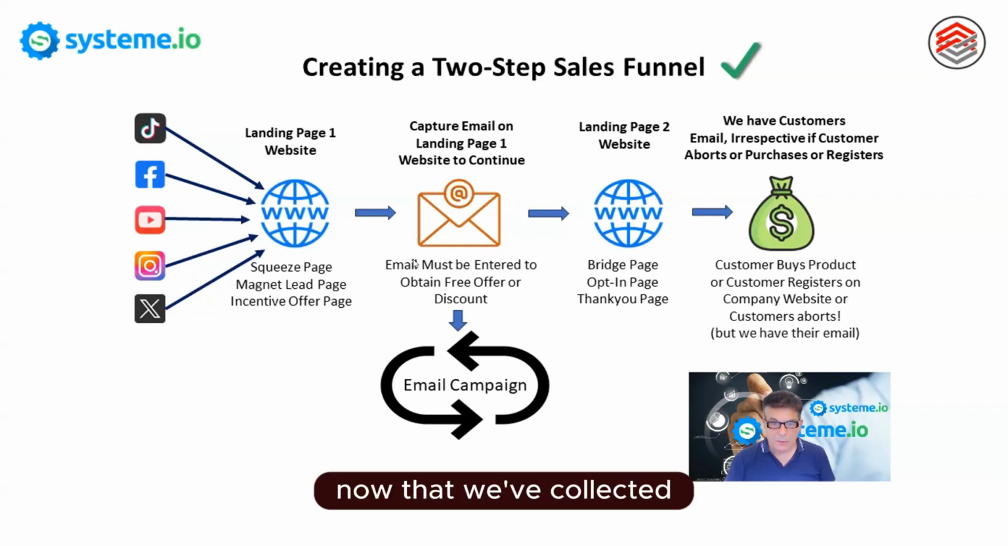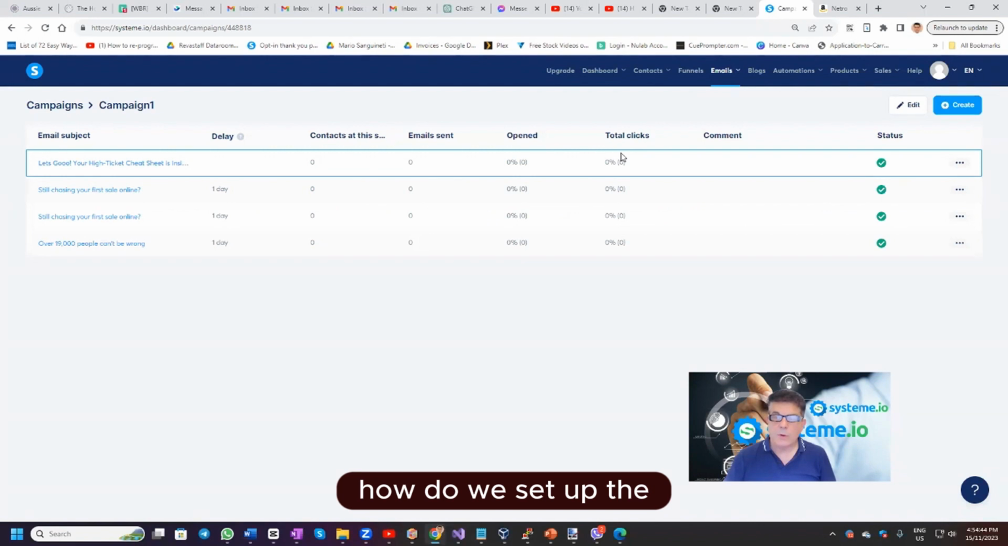Now that we've collected all these emails and we've built an email campaign, we have to join the funnel to the email campaign using a Systeme free trial automation rule. And this is the part where the little arrow is. So how do we set up the automation rule?